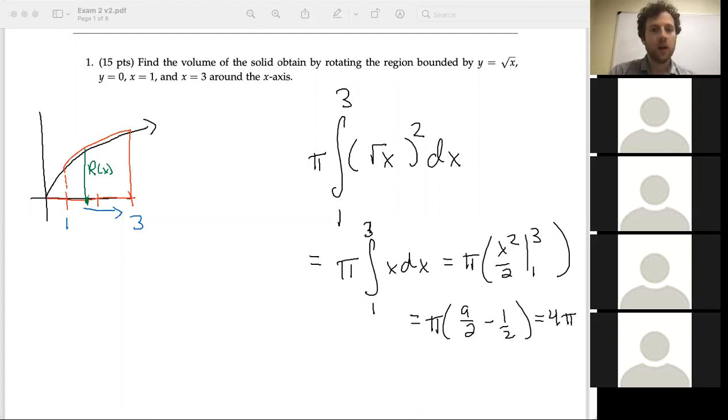Okay. Questions about this problem? Okay. So I think this one is the most standard version of these disk method problems. We've seen some different variations, and I can pick out some of those if you'd like, but this is the basic process that you need to be able to do. Okay.